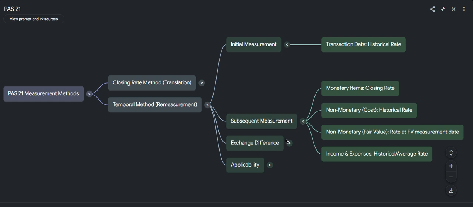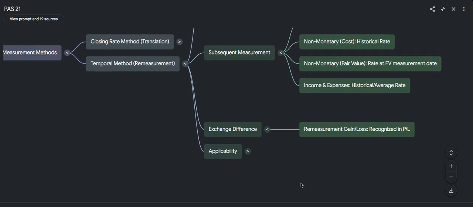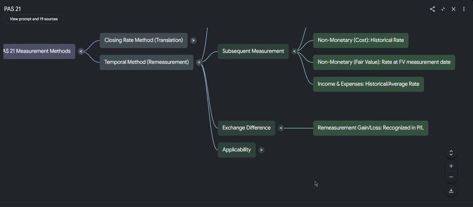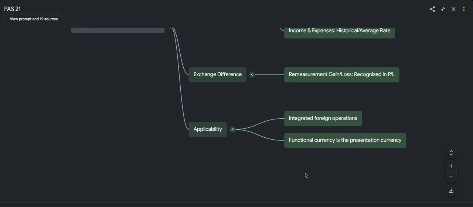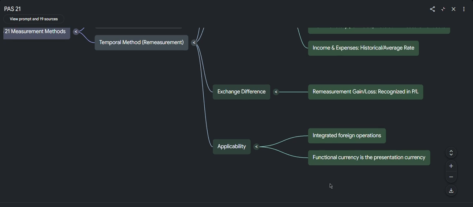So what happens to the exchange difference in the temporal method? In the temporal method, remeasurement gain or loss is recognized in P&L. Applicability is integrated foreign transactions or operations, and it is used when the functional currency is the presentation currency.